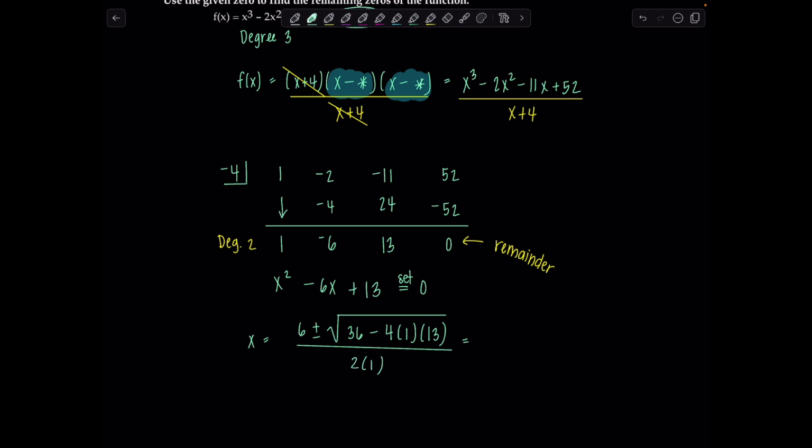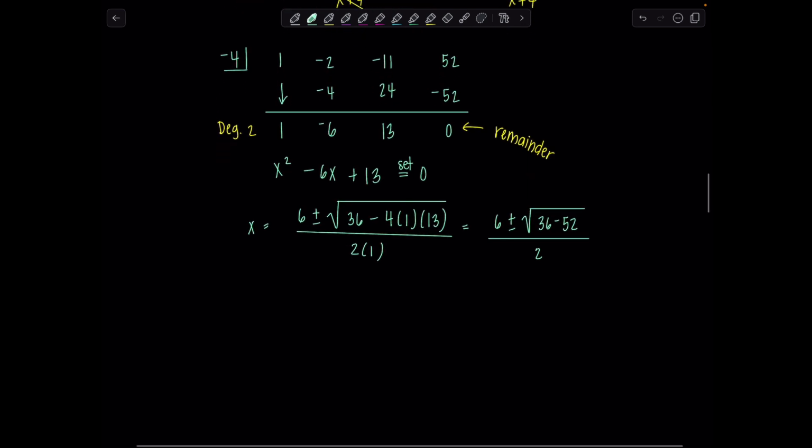So what is this going to be? 6 plus or minus the square root of 36 minus 52, over 2. Keep simplifying. This is 6 plus or minus the square root of negative 16, over 2. And then we're finding all of the zeros, so real and imaginary. So we're not stopping here just because there's a negative underneath the radical. This is going to simplify now.